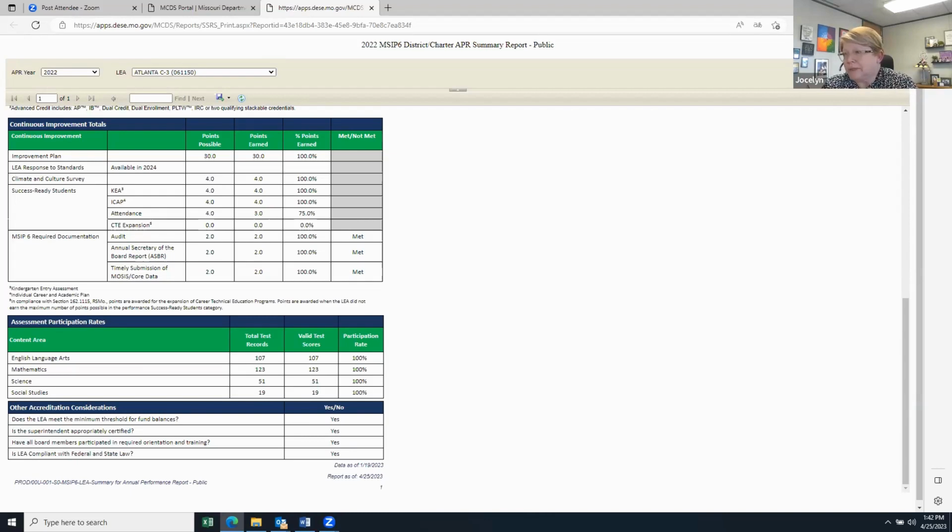So we talked about ICAP, we talked about KEA. Let's talk a little bit about submission of MSIP core data. That also caused a little bit of consternation this year. I do not anticipate that there will be any changes at all to the files that were used. So the files that the department indicated to districts we would use for the 21-22 annual performance report will also be used for the 22-23 annual performance report.